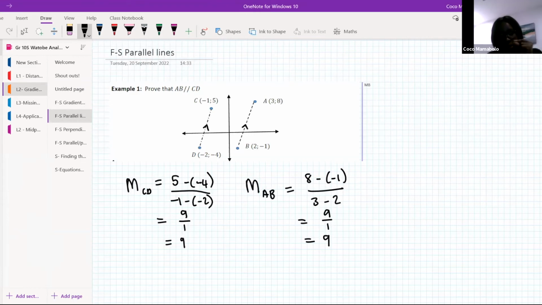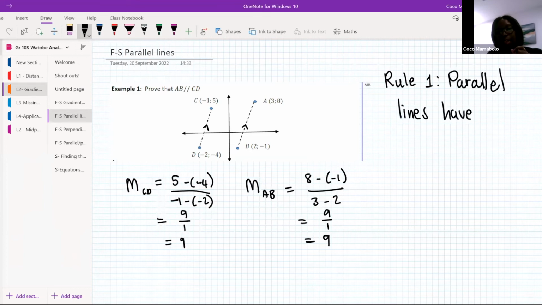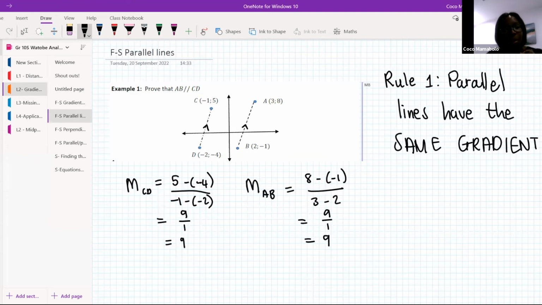Which brings us to rule number 1. We better remember rule number 1. Rule number 1, parallel lines have the same gradient. Good, they have the same gradient or equal gradients as Sibongo Musa puts it. Equal gradients. Parallel lines have the same gradient. We need to remember that. That's very important.